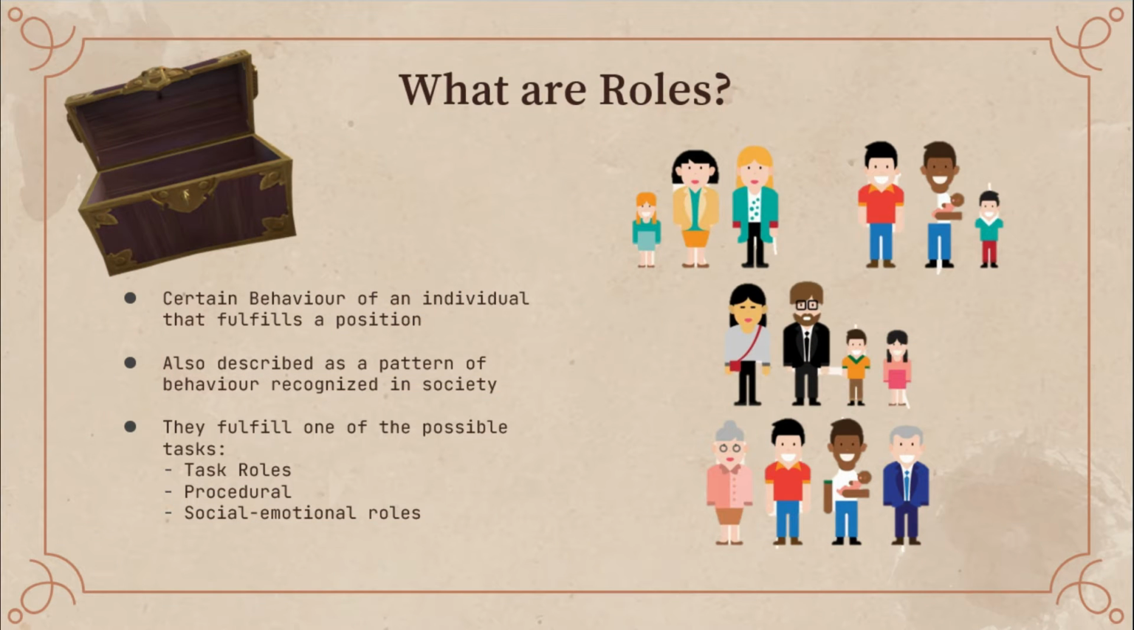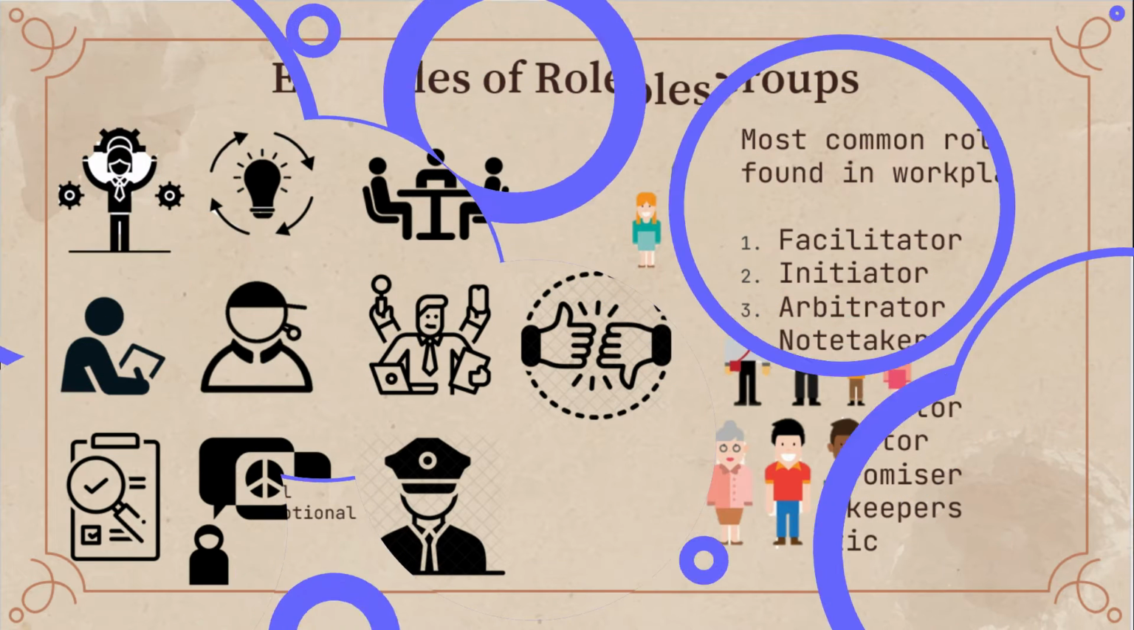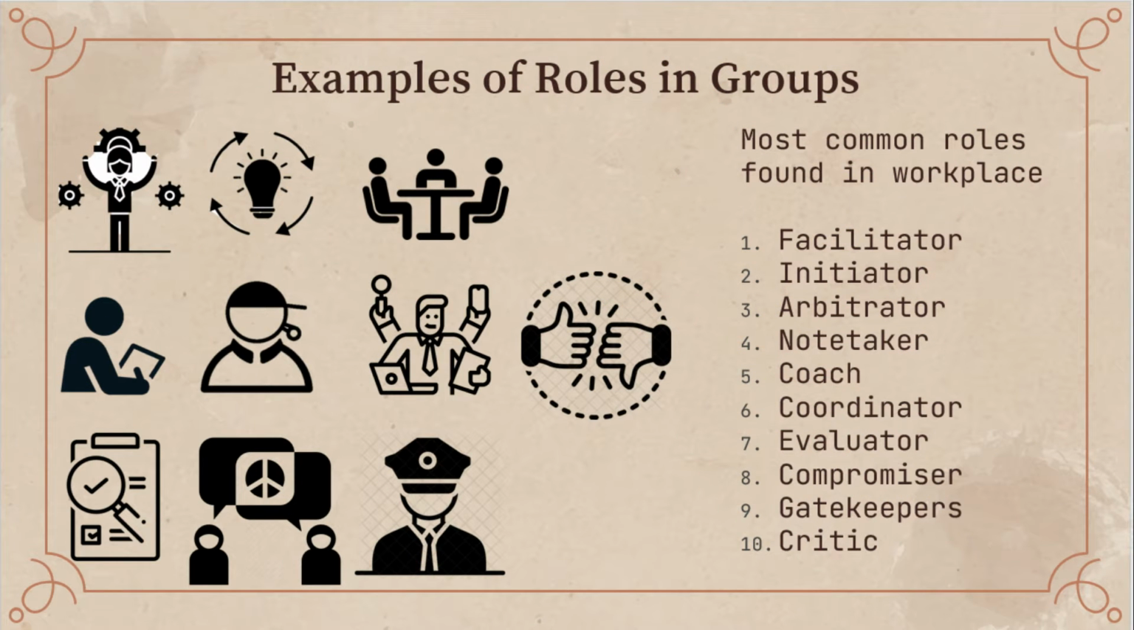So what are roles? Considering sociology, a role is the behavior expected of an individual who occupies a given social position or status. A role is a comprehensive pattern of behavior that is socially recognized, identifying and placing an individual in society. And they are thought to fulfill one of possible tasks, like task roles, procedural, or social emotional roles. We are going to explain the most common roles found in the workplace.